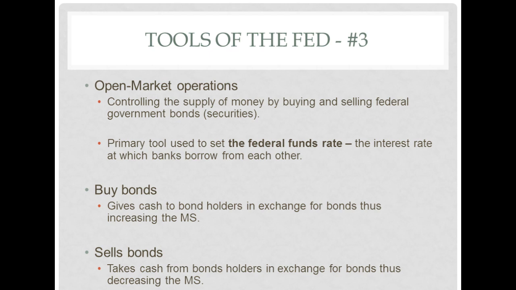The key is this: when the Fed decides it's going to buy bonds, it's putting more money into the economy. When the Fed sells the bonds that it has, it is essentially taking money out of the money supply, out of the economy.